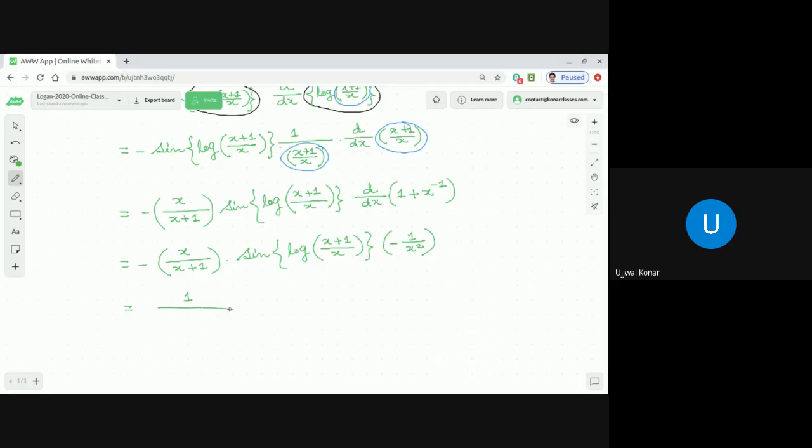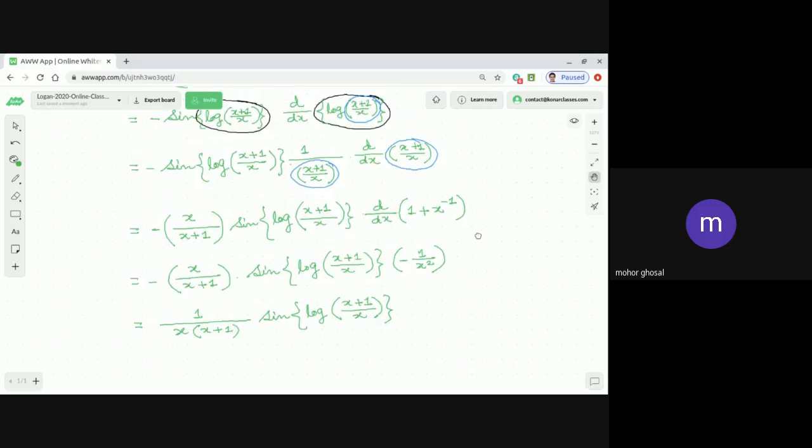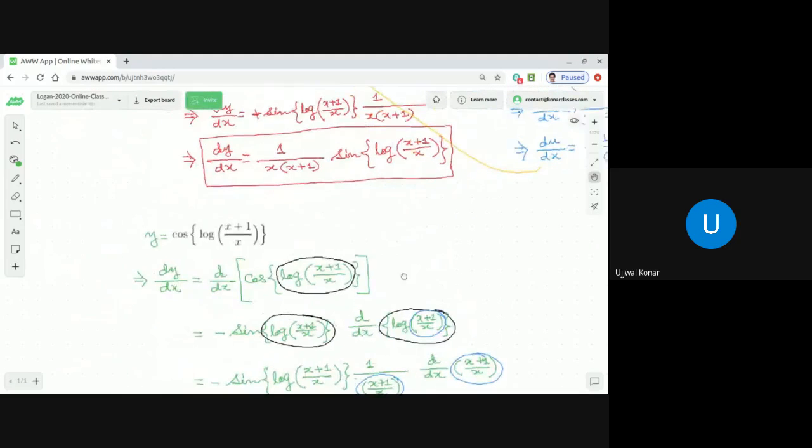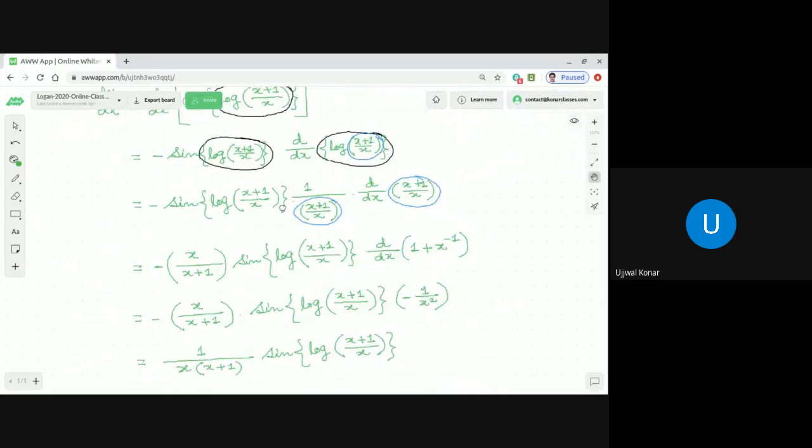So what do you get? 1 by x into x plus 1, into sine of log of x plus 1 by x. That's what we get now. You can take many approaches, no problem, but all lead to the same answer. Is it clear? Absolutely clear, Sagnik? Yes.